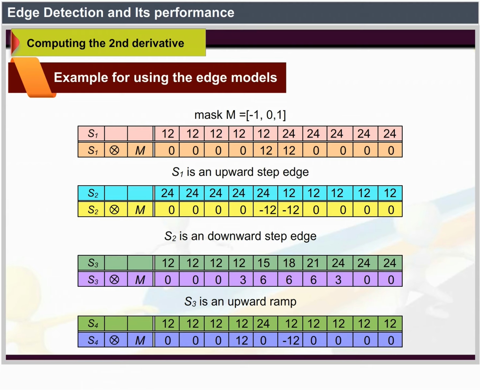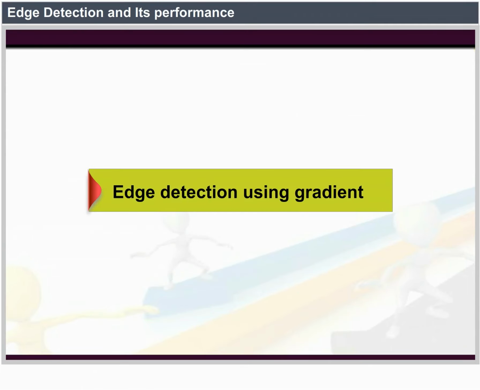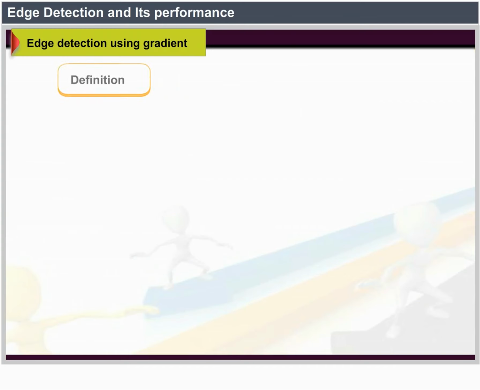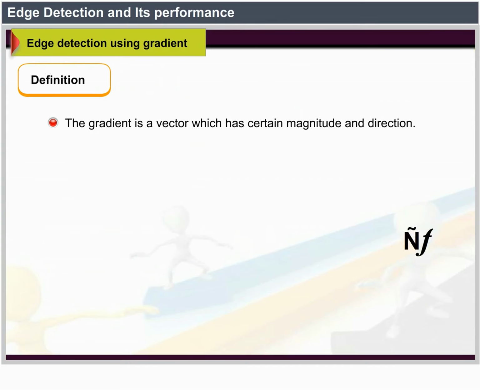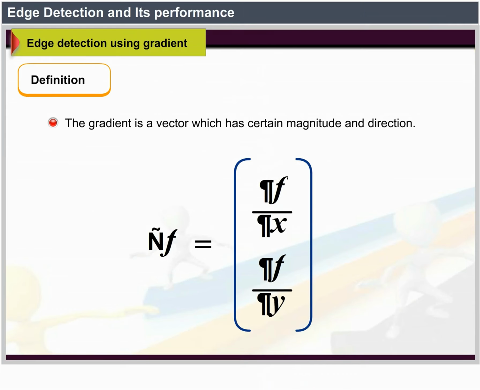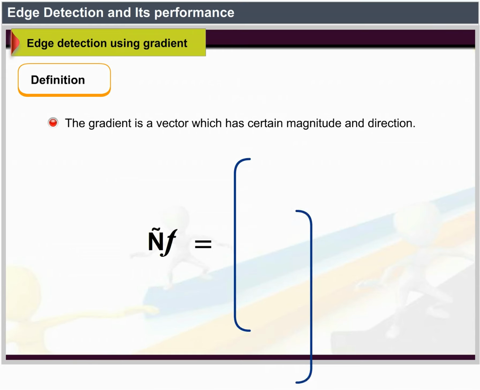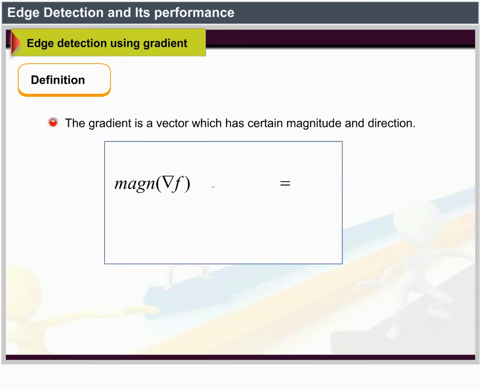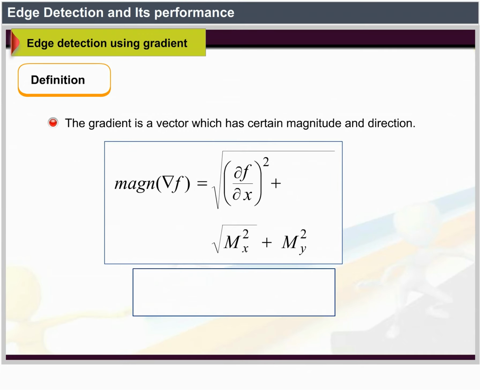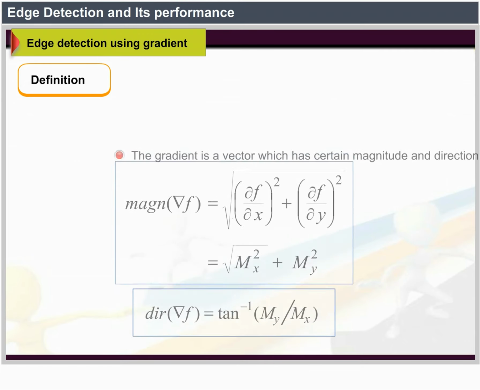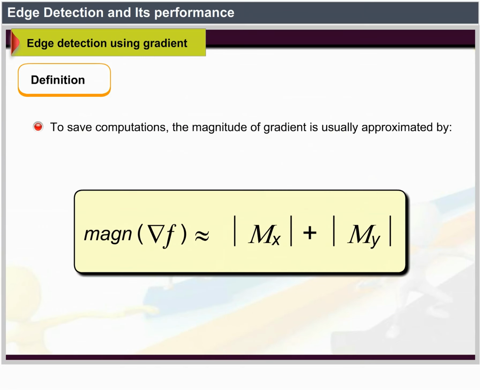Edge detection using gradient. Definition: the gradient is a vector which has certain magnitude and direction. Del f equals dou f by dou x, dou f by dou y. The equations for magnitude and direction of del f can now be seen. To save computations, the magnitude of gradient is usually approximated by the sum of absolute values.